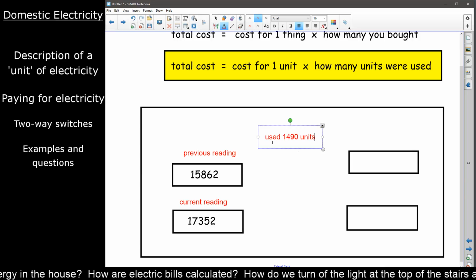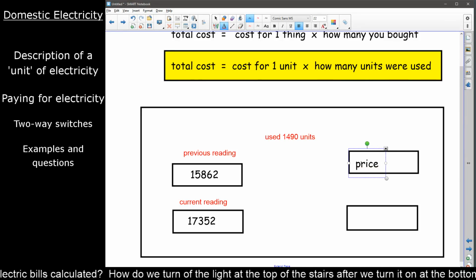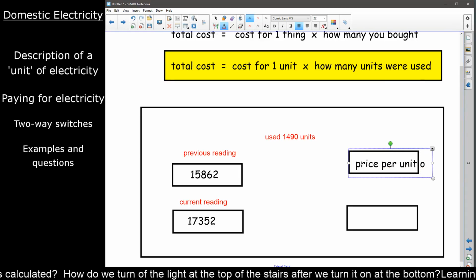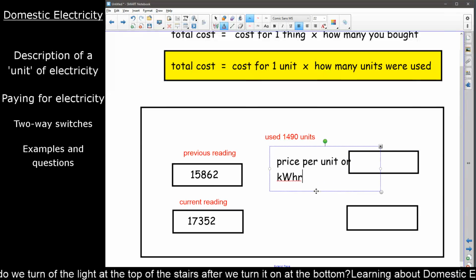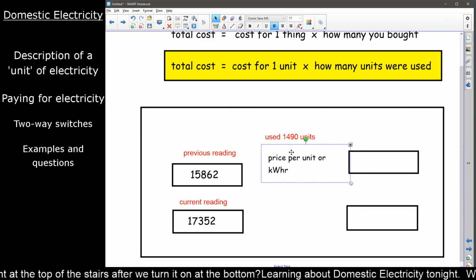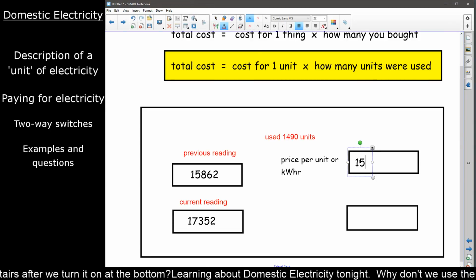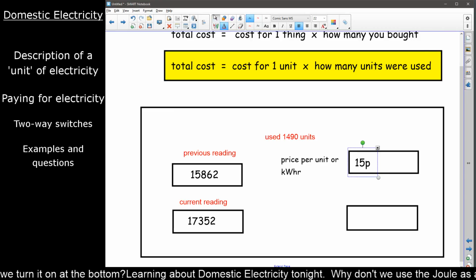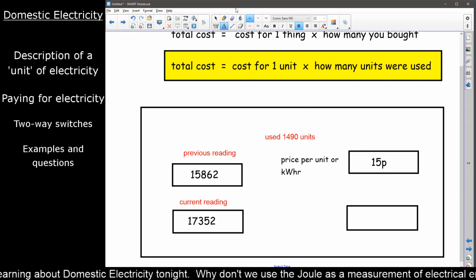There are some fancy bills that will tell you what you did per day and all sorts of things, but that's fine. Over here then, you'll get the price per unit, or kilowatt hour, depending on how fancy your company are, as to whether or not they call it a kilowatt or a kilowatt hour, or whether they call it a unit. Doesn't make any difference, it's the same thing. Now in here will be some vaguely normal number, like 15 pence. That's not a bad deal actually, 15p per kilowatt hour. And then down here we have total cost.